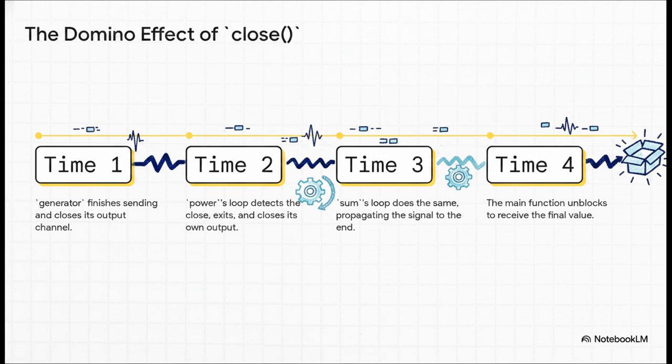The for-range loop in the power stage immediately detects that close, so it exits its own loop, and then it closes its output channel. Domino number 2. That, in turn, signals the sum stage to finish up. It's this perfect, clean shutdown that just propagates all the way down the pipeline. No complex coordination needed at all.